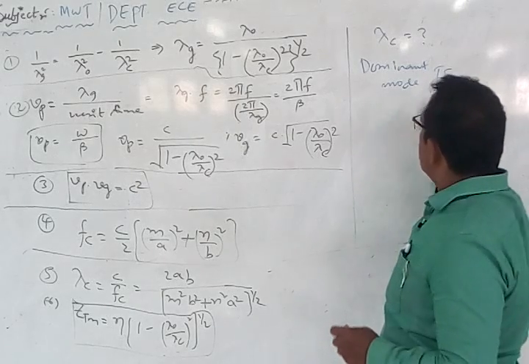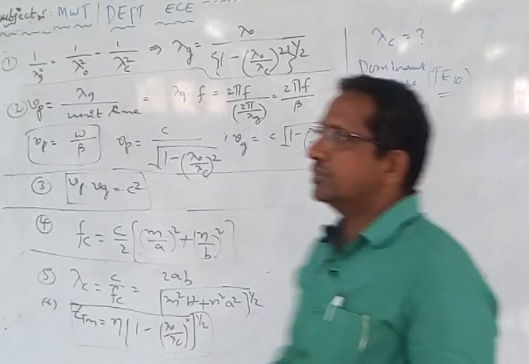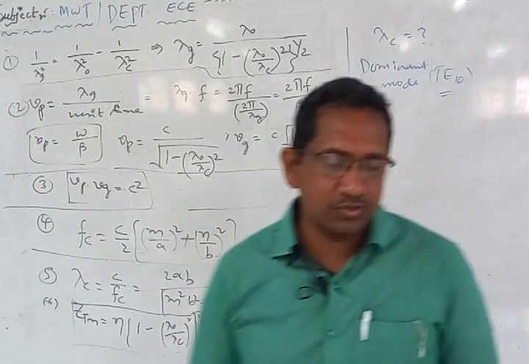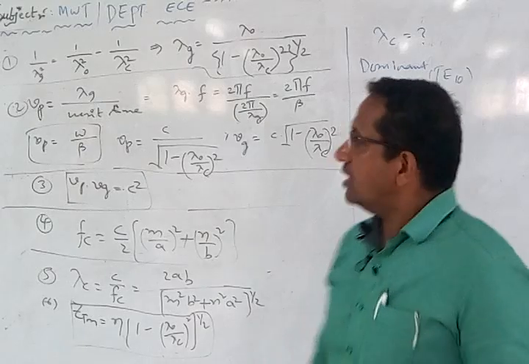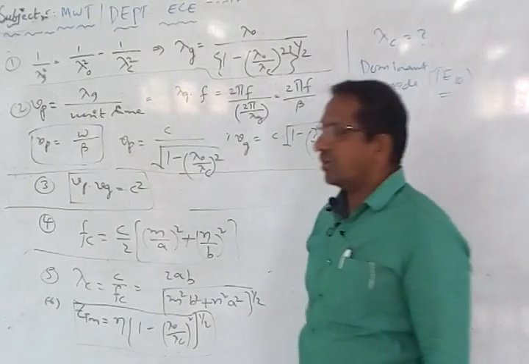TE10 is nothing but the dominant mode. That is what is given to us. So dominant mode means what? M is equal to 1, N is equal to 0, which has been given to us. Now the other formulas which are required, we have to find out the group velocity and phase velocity.